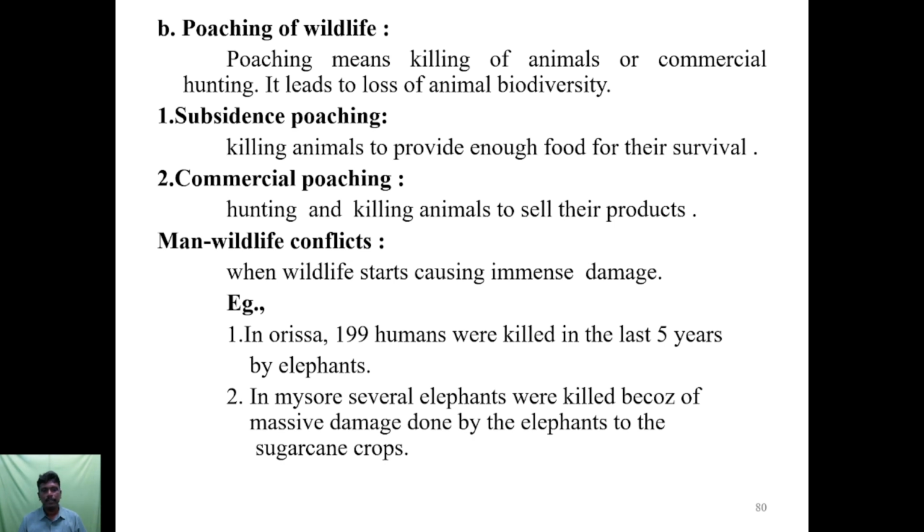Then man-wildlife conflicts. When wildlife starts causing immense damage, in Orissa 199 humans were killed in the last 5 years by elephants. In Mysore, several elephants were killed because of massive damage done by the elephants to the sugarcane crops.